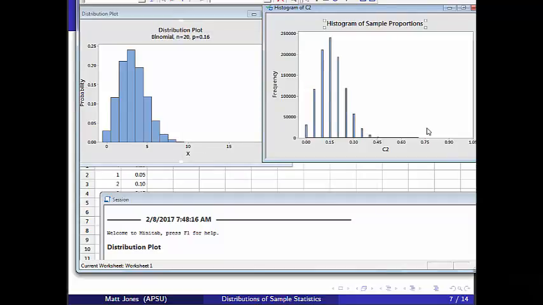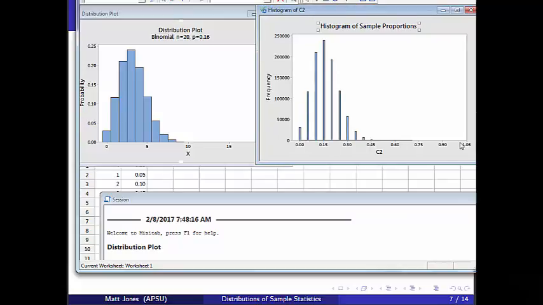These look the same to me, except what? Except, well, these bars are skinnier. I'm not sure if that matters. And the other thing is that the scaling down here on the horizontal axis is different. And also up here I've got frequencies, and these are probabilities.